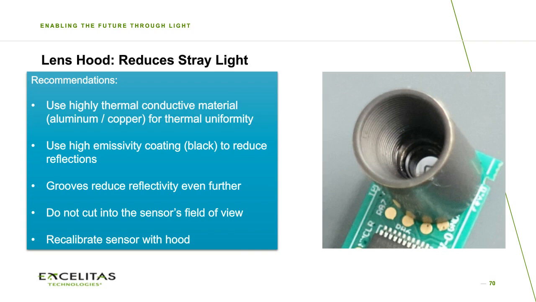So you've seen the field of view diagrams. Look at those field of view diagrams and have the opening angle of this lens hut fit to this one. And finally, once you change the measurement setup, you need to recalibrate the sensor with the hut. So you need to adjust the emissivity of your sensor to get the correct reading.